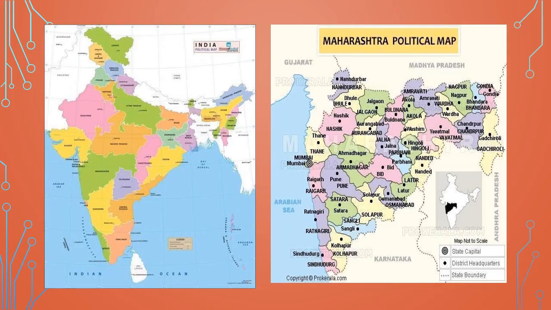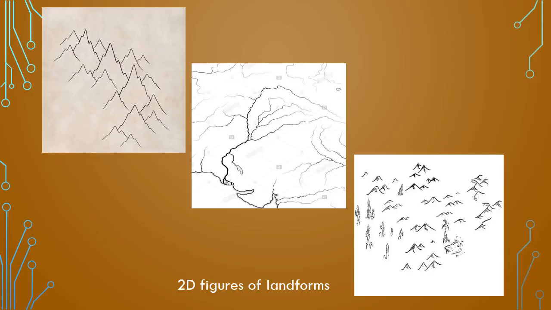After physical and thematic maps, here comes the third type called political maps. Look at these political maps of India and Maharashtra, which show the boundaries and roads that were created by man. Now you know the major difference between a physical and a political map.